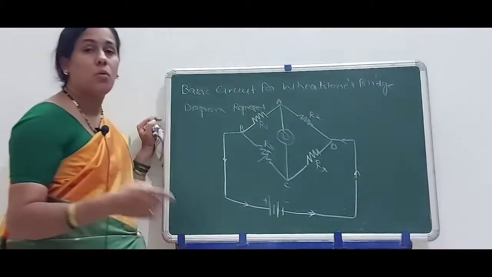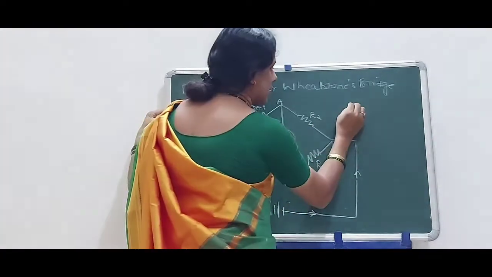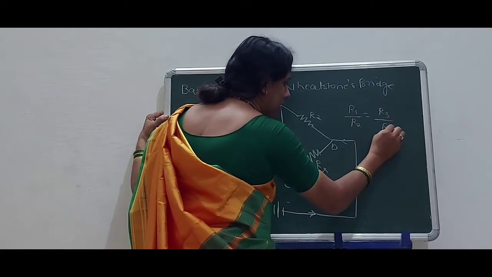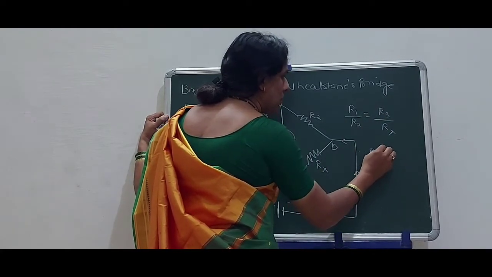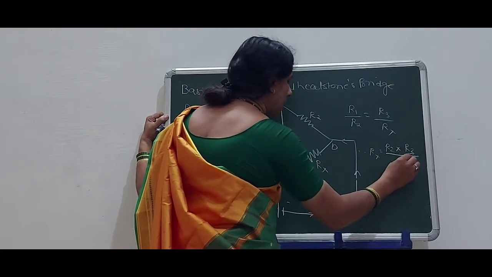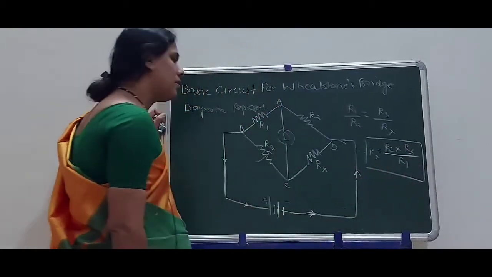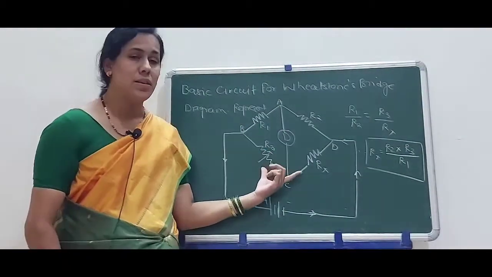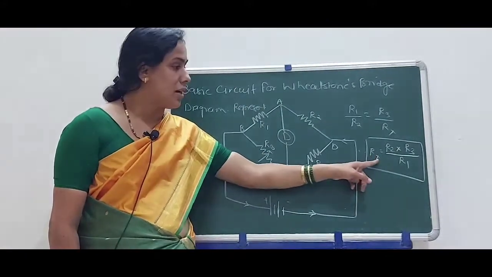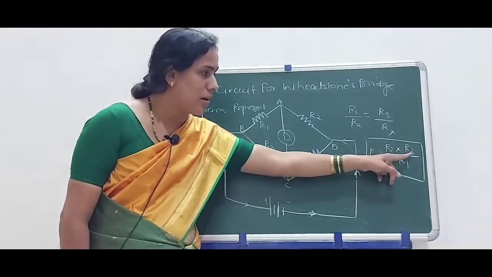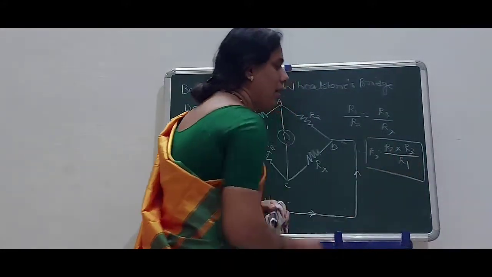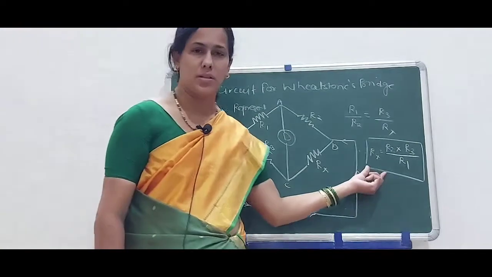After attaching these circuits, we get the resistance as R1 upon R2 is equal to R3 upon Rx. Therefore Rx is equal to R2 into R3 divided by R1. In physics also there is a use of this type of circuit, and thus the unknown resistance of a solution is calculated from the ratio of R2 and R3, the known resistances, divided by R1, and we get the unknown resistance.